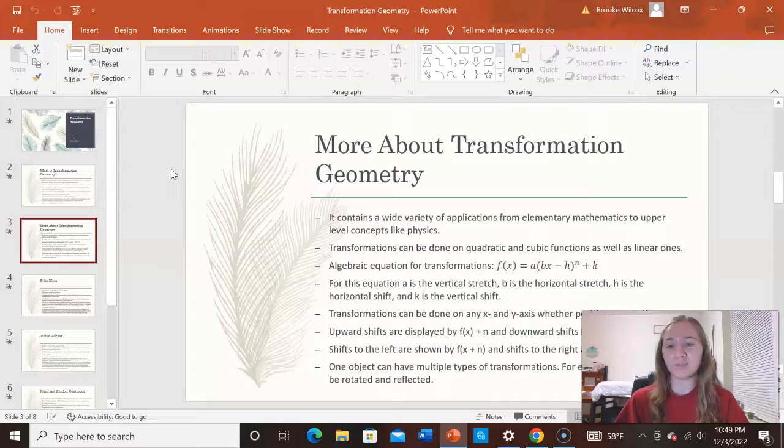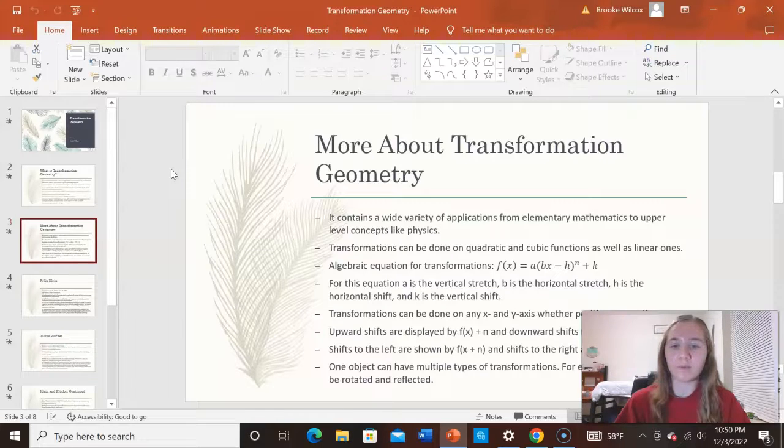The algebraic equation for transformations is f of x equals a times b of x minus h, all to the power of n plus k. For this equation, a is the vertical stretch, b is the horizontal stretch, h is the horizontal shift, and k is the vertical shift. Transformations can be done on any x and y axis, whether positive or negative.